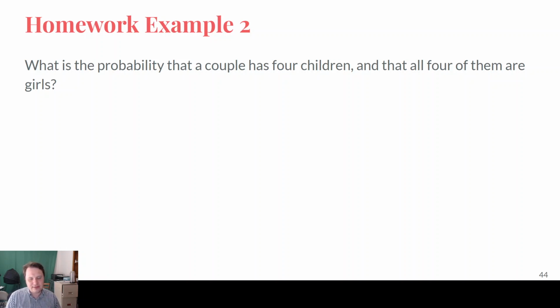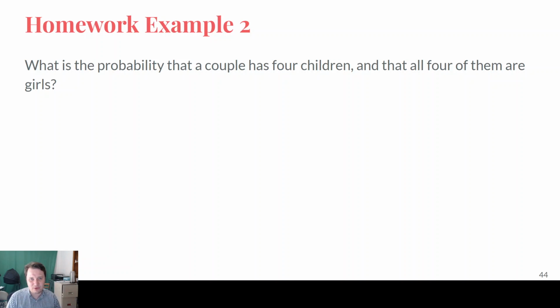What is the probability that a couple has 4 children and that all 4 of them are girls? Well, there is a way to make this in a giant table, but let me explain what's happening here. First of all, we'll assume that the probability of a boy or a girl is 50-50. And second, what you need to notice here is that they have 4 children. So this is called a compound event.